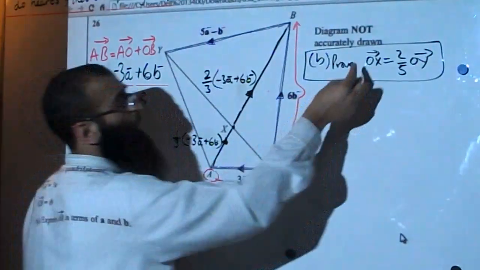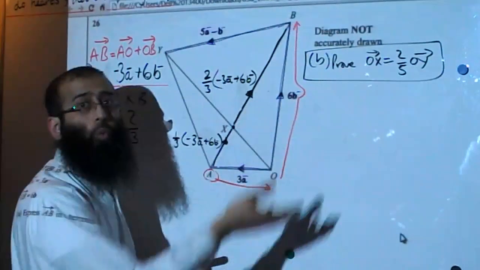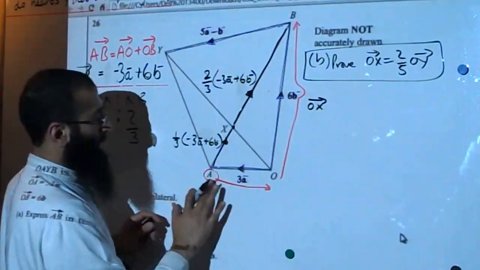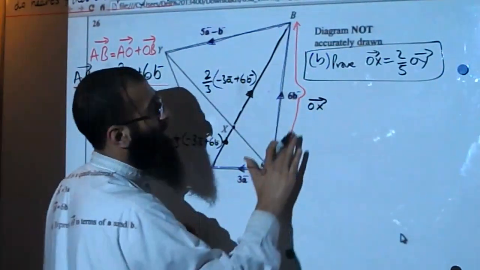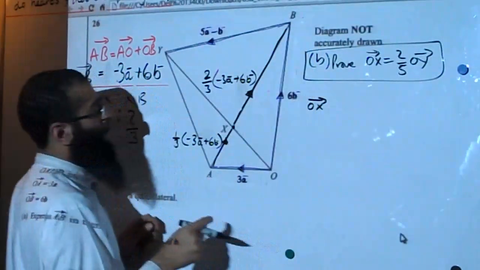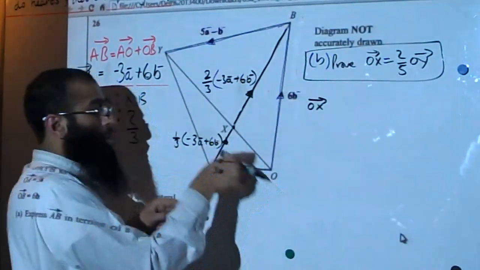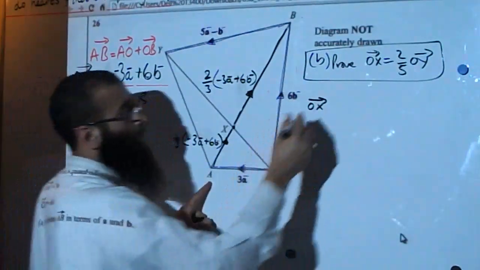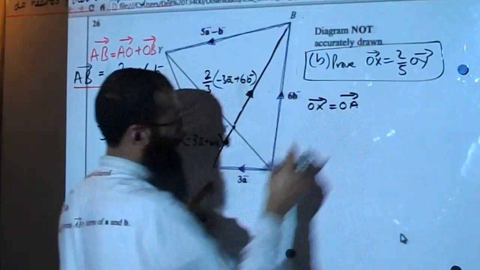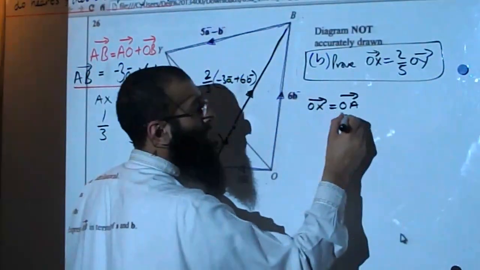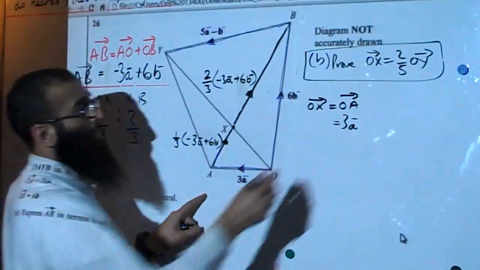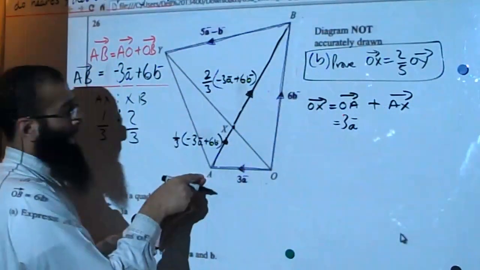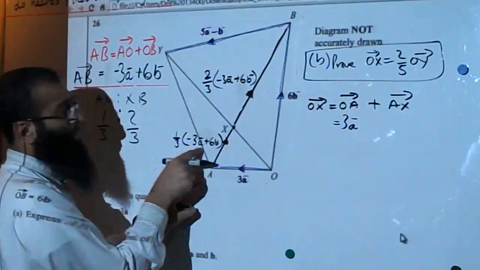Now first of all, in order for us to prove this is equal to that, we need to know what O to X is and we need to know what O to Y is. Let's do that first. So off we go. Right, O to X. Now let's get rid of this, we don't need this here anymore. If I want to go from O to X, I can't go on the direct route because we don't have a vector to describe it. I have to go on the scenic route, which is this way and that way. So I've got to go O to A first. So O to A is in the direction of 3a. And then after I get to A, I have to go from A to X. Now A to X is in that direction, 1/3 of minus 3a plus 6b.